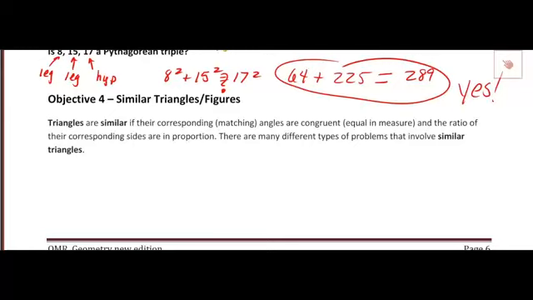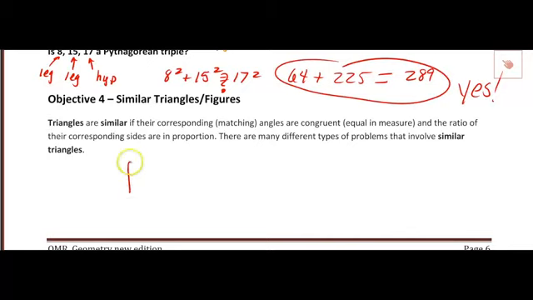Triangles are similar if their corresponding or matching angles are congruent, they're equal in measure, and the ratio of their corresponding sides are in proportion. There's many types of problems that involve similar triangles. Here's what we mean as far as the definition goes. Here's what we mean when we say similar figures.